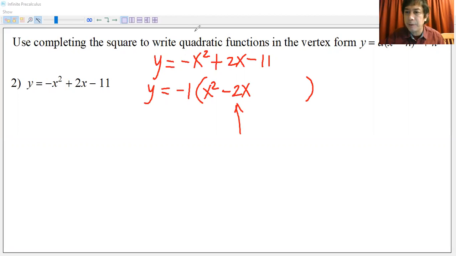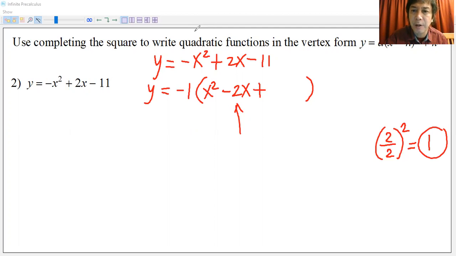We shall make use of the -2, this one. We shall divide this by 2, and the result will be squared. Of course that will be 1 squared, which is just 1. Now this number 1 will be added and subtracted, the process in completing the square. So this will be +1 and -1. And we don't forget the -11 in the original equation, so that will be outside the parentheses.